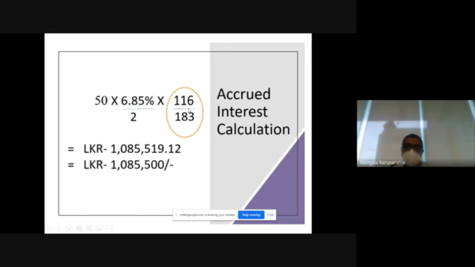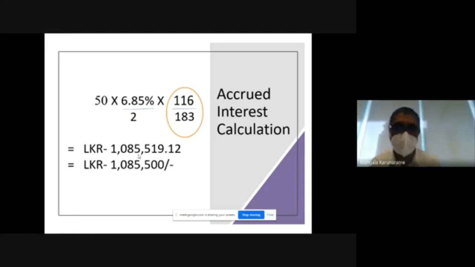So to know what is the interest portion that belongs to the seller, that is what we call the accrued interest, right? So 116 days interest, in other words, right? So 183 days and into 116 days. So I get this answer, 1,085,519.12. If you calculate it from a simple calculator, you get that one.